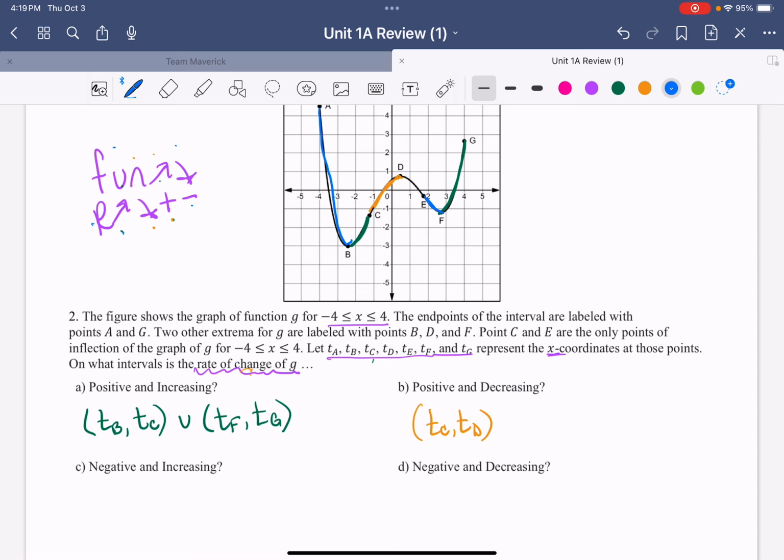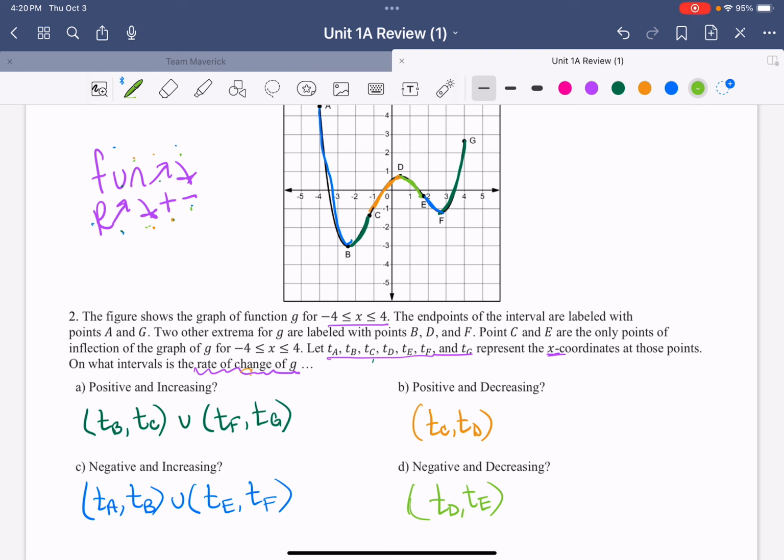So that means I'm going from T sub A to T sub B, and then T sub E to T sub F. Okay. Then negative and decreasing would be concave down and decreasing, and so that would be here, T sub D to T sub E.